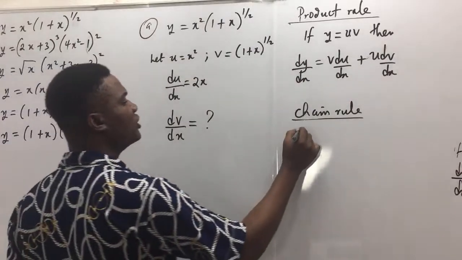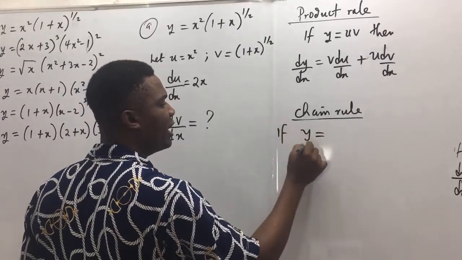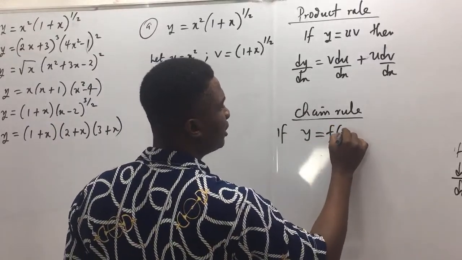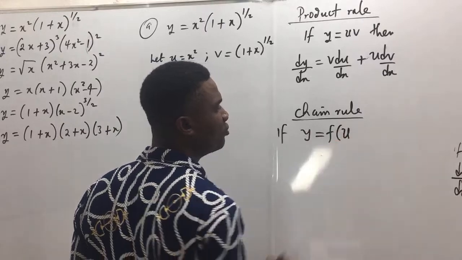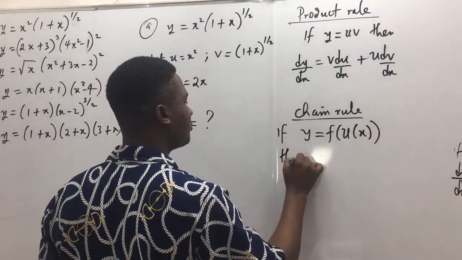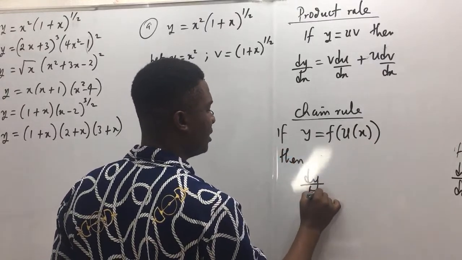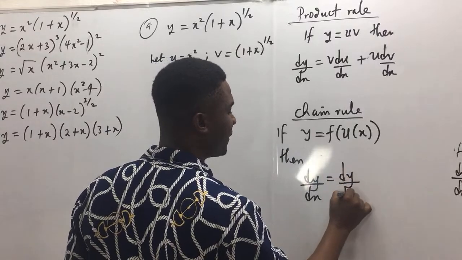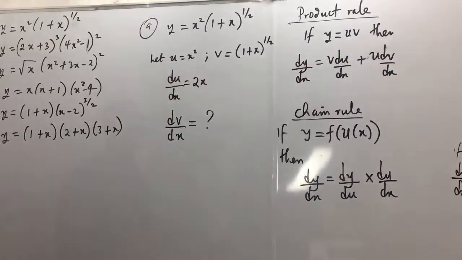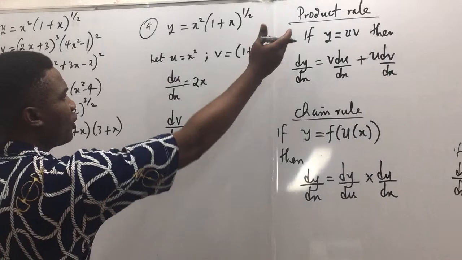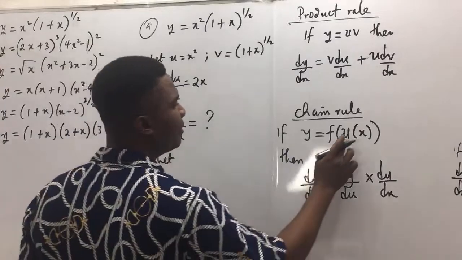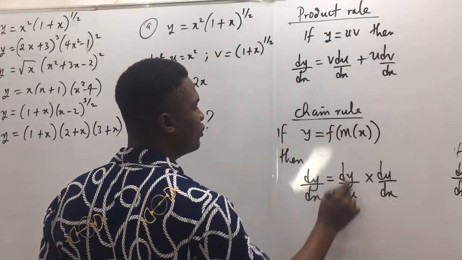So why am I using the chain rule of differentiation? If y is a function of u and u is a function of x, then dy dx can be expressed as dy with respect to u times du with respect to x. Okay? So I'm going to be using that rule and this other rule to solve this problem. So for this, let's rather use m here since I've already used u, I'm going to use m here.